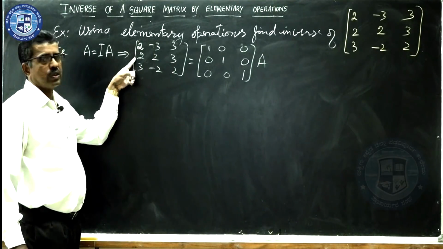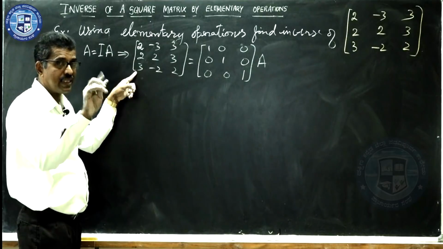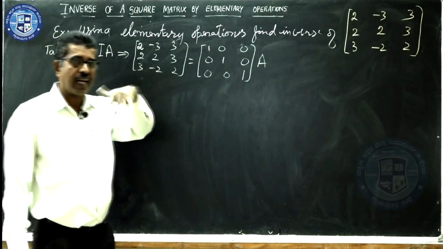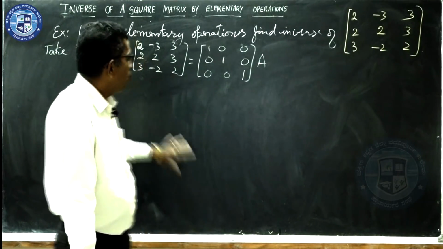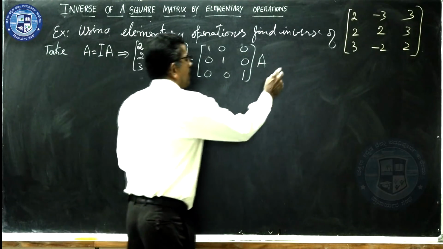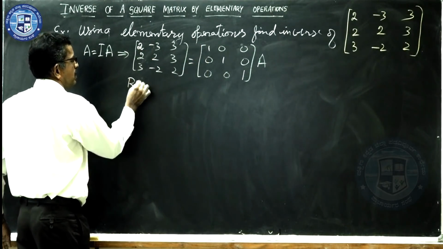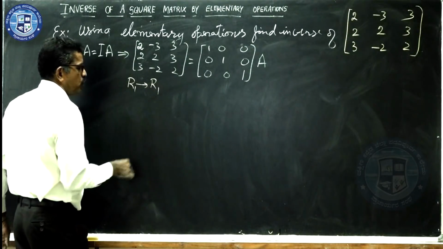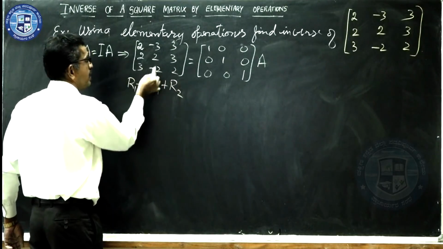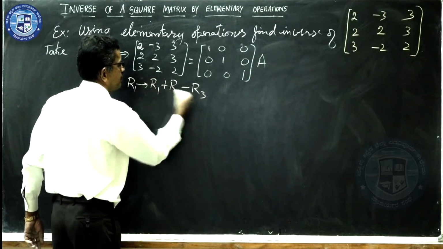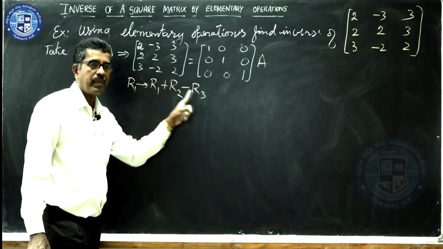What is 2 plus 2? 4. What is 4 minus 3? 1. There is one method. Don't think that whatever I teach is the only method. There may be other methods. But what I suggest here, I'll apply the operation to the first row. In order to make this 1, to that row, I add the second row, then subtract the third row. R1 becomes R1 plus R2 minus R3.